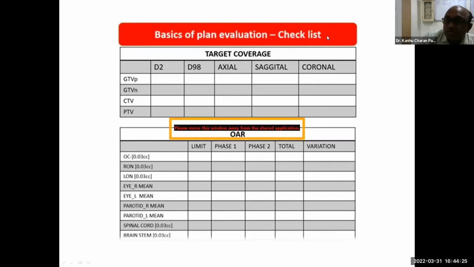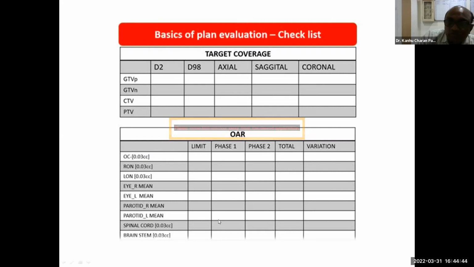It will help guide you and make sure you are not missing anything. Like that, what are the OAR coverages? I have given an example of a head and neck and brain tumor treatment plan. So you can go for the optic chiasm or optic nerves like that.